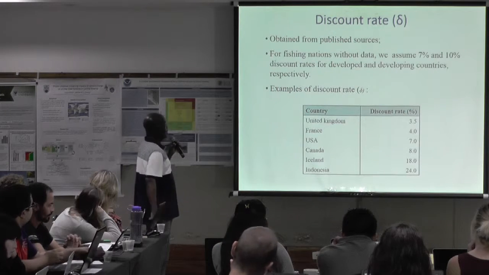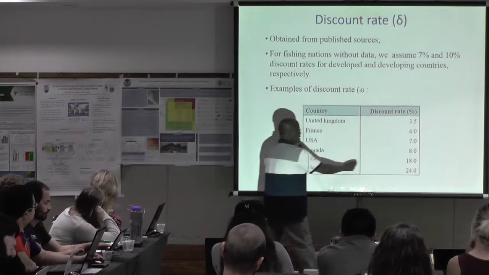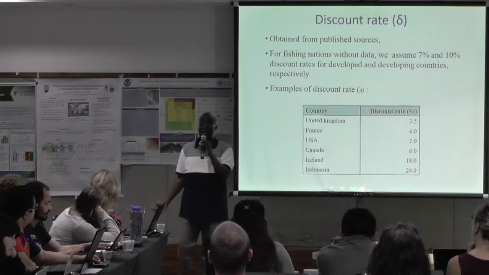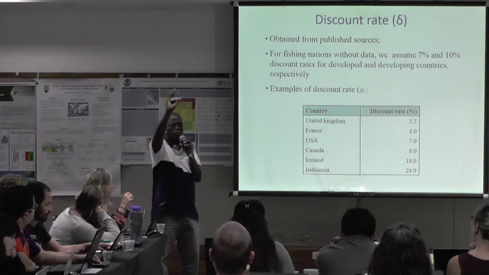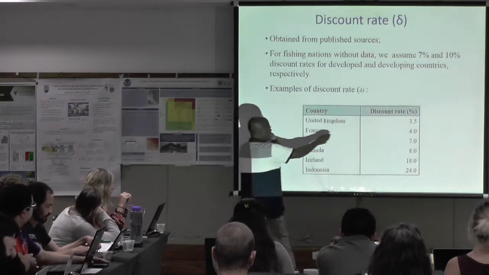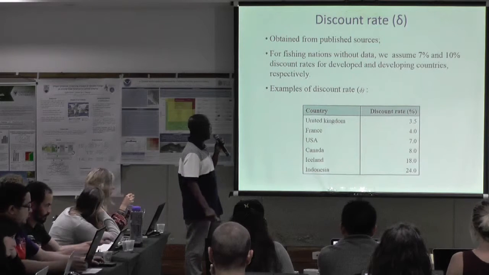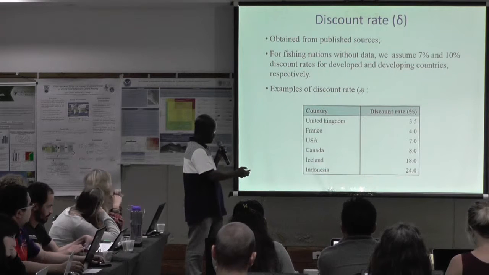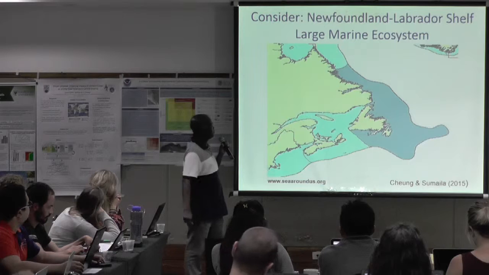Then on the discount rates, we have country discount rates here. Look at Iceland. Iceland for a moment became like a developing country after the financial crash. The interest rate went crazy, so the discount rate followed it. The UK seems to be the one with the lowest official discount rate that we know. So we did this for all the fishing countries and put them in the system.